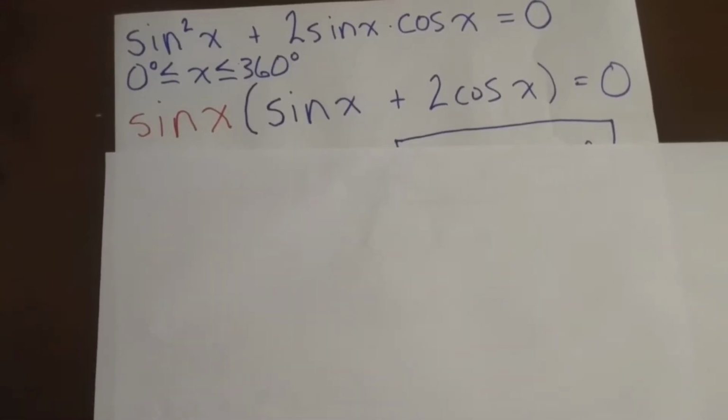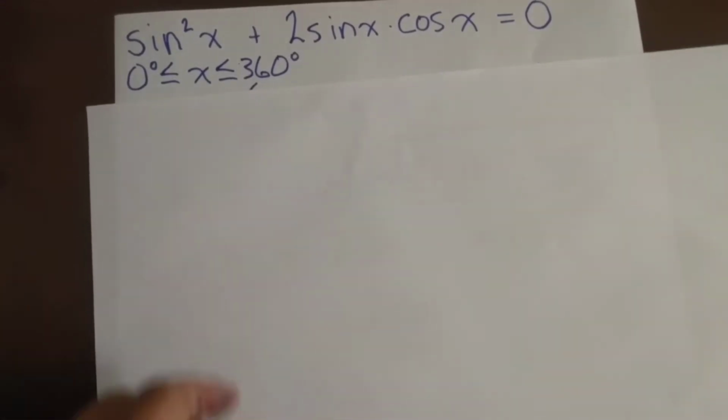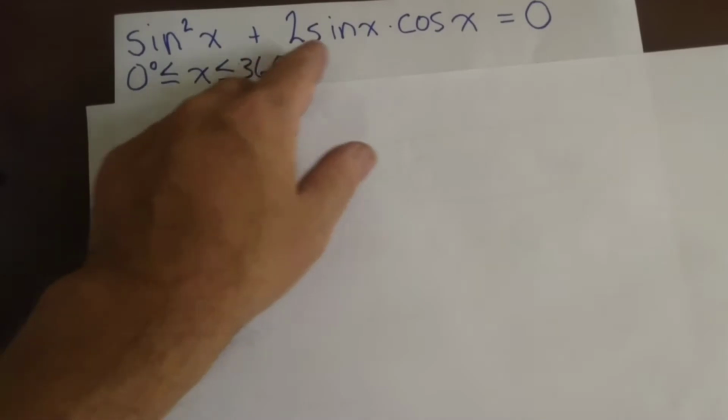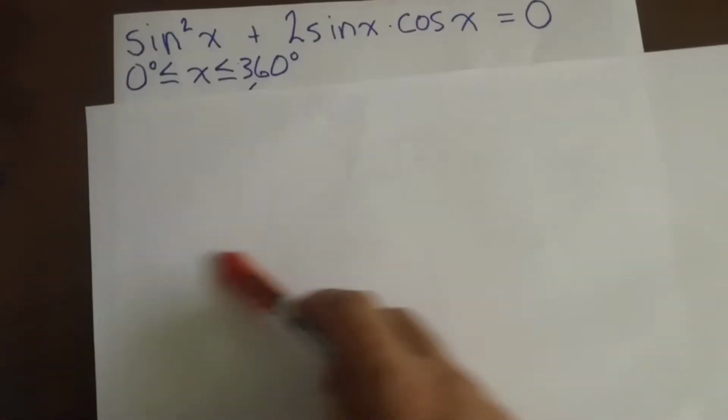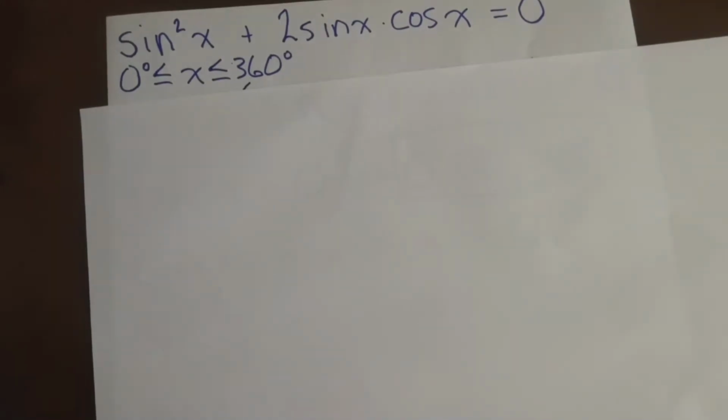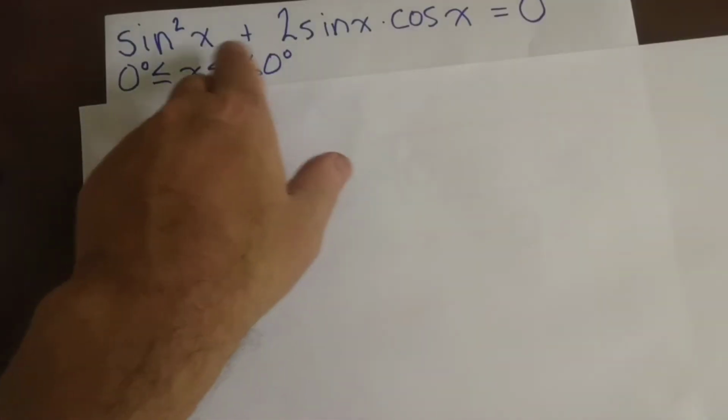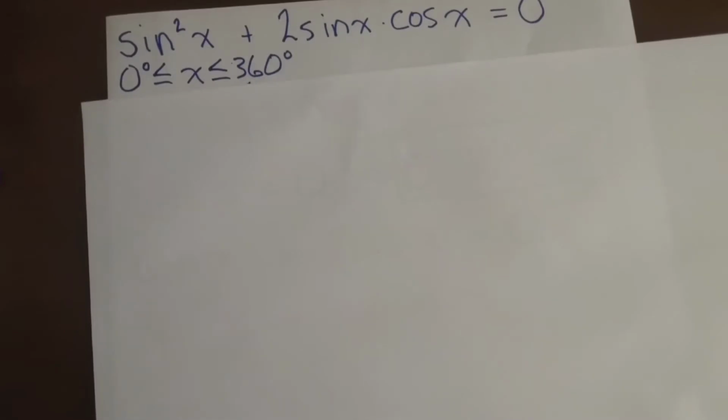I'm going to go through this one pretty quickly. Sine squared x plus 2 sine x times cosine x is equal to 0 for all the values between 0 and 360. Remember that the sine curve oscillates, so we're going to have multiple values, and let's determine what the solution is. What's the first step? Go ahead and try it on your own first. Pause the video. We're going to look at this.